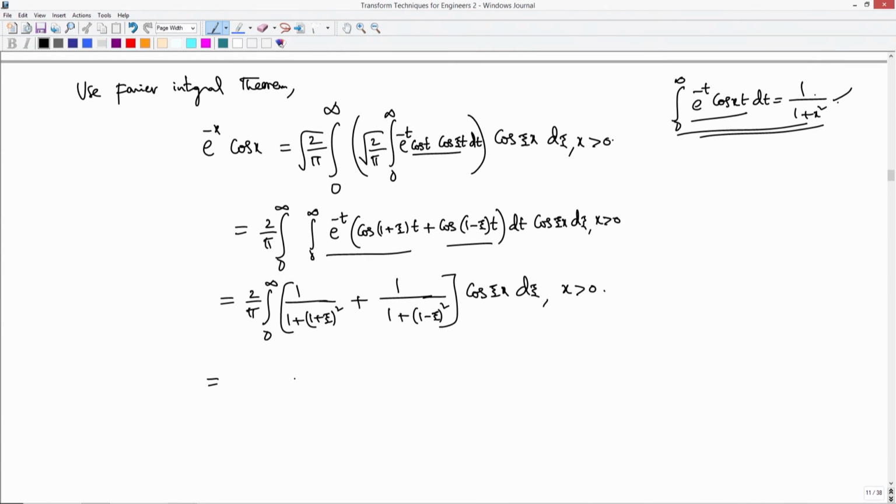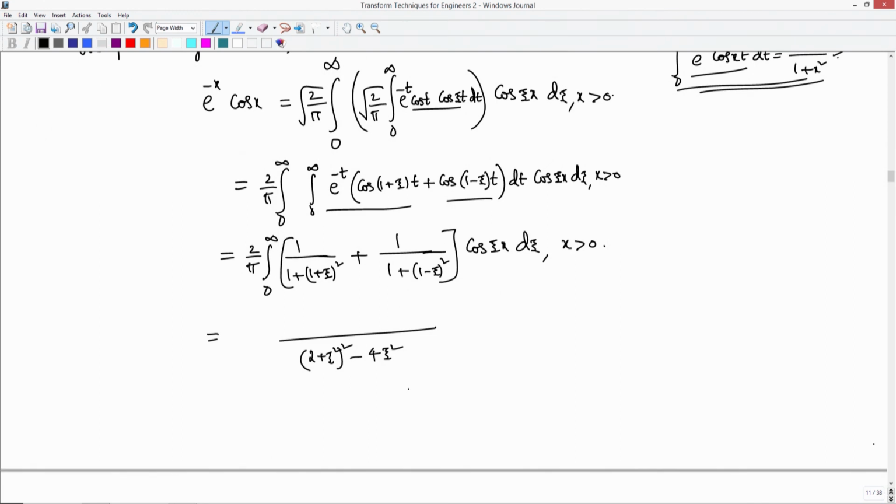So, you just do this, what you get is the product (2 plus xi square plus 2 xi) into (2 plus xi square minus 2 xi). So, that is (2 plus xi square) whole square minus 4 xi square. Right.